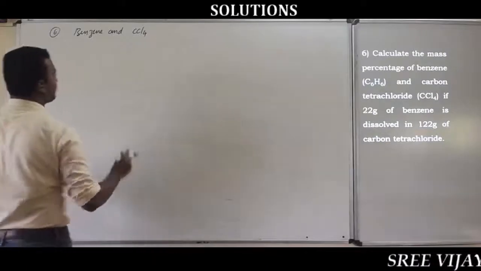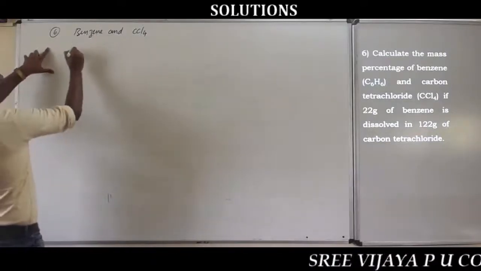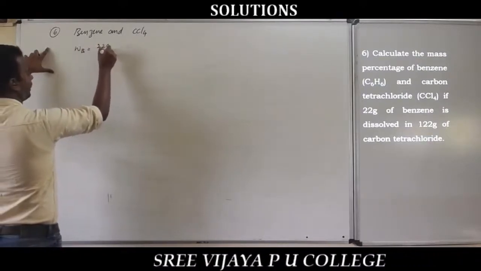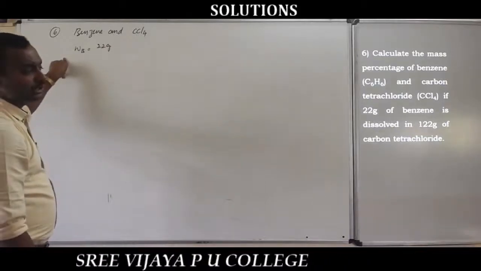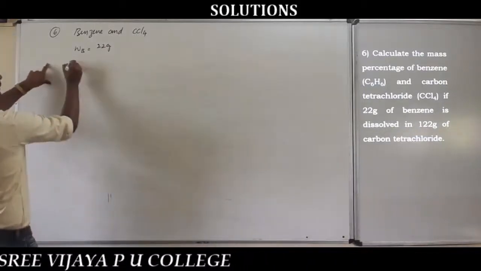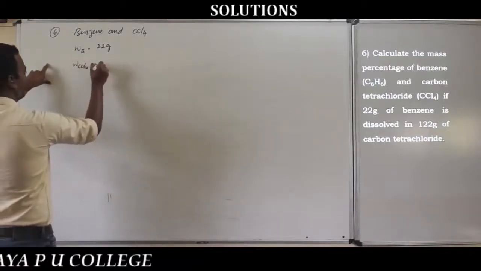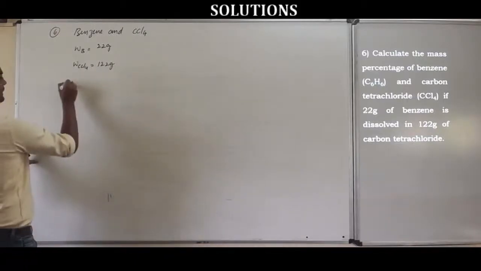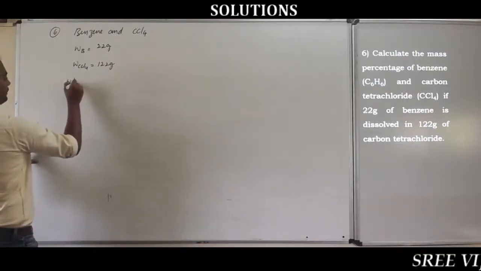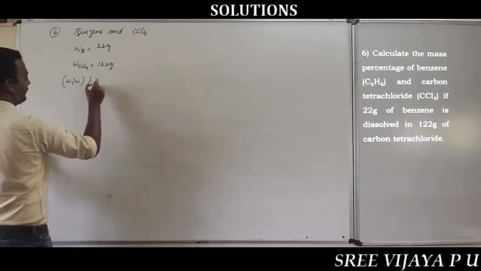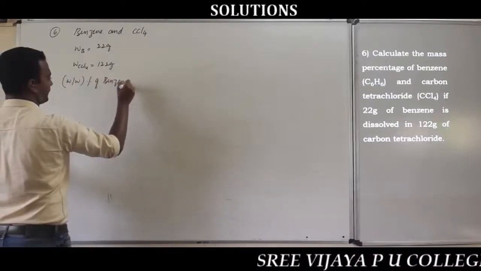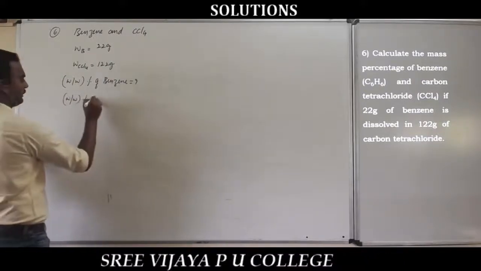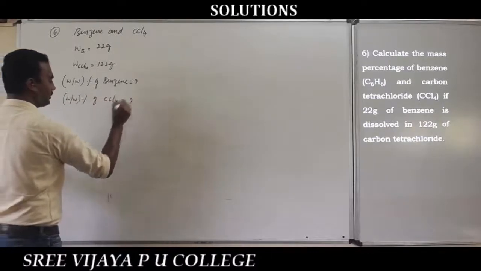If 22 gram of benzene is given, so the mass of benzene is given, that is mass of benzene equal to how much? That is 22 gram. It is dissolved in 122 gram of carbon tetrachloride, that is mass of carbon tetrachloride is equal to 122 gram. So what do you have to calculate? Mass percentage of benzene, that is W by W percentage of benzene, we have to calculate, and as well as mass percentage, W by W of carbon tetrachloride, we have to calculate.